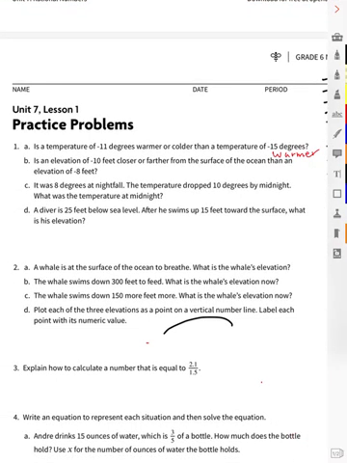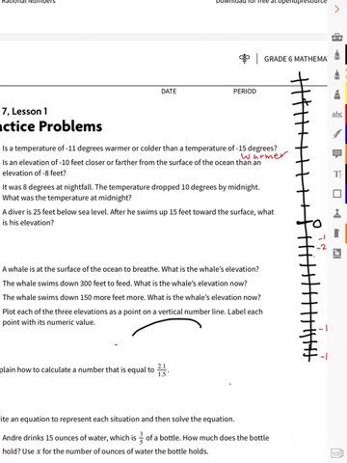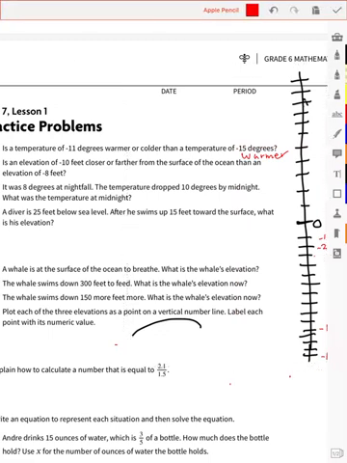1B, is an elevation of negative 10 feet closer or farther from the surface of the ocean than an elevation of 8 feet? Well, elevation is at 0, so negative 8 is closer, so negative 10 feet is farther.